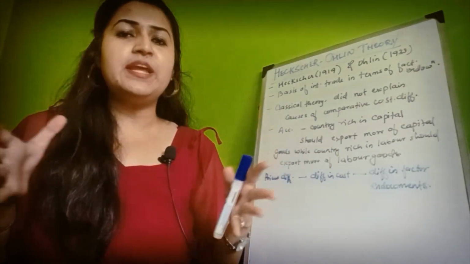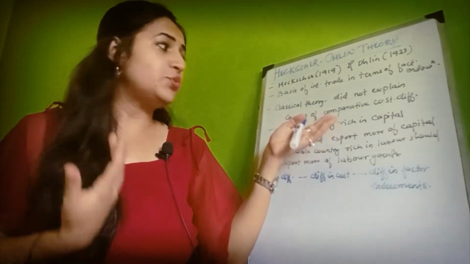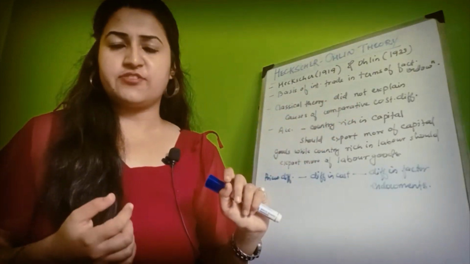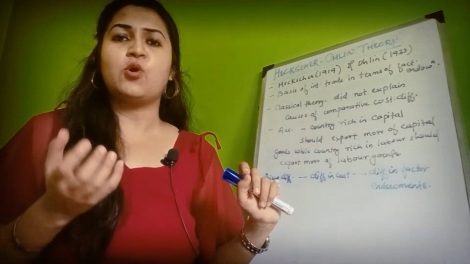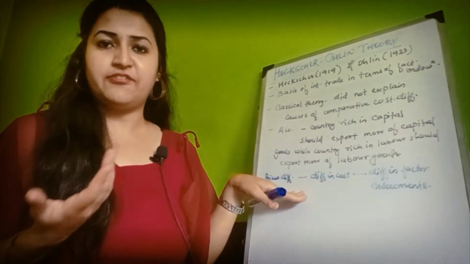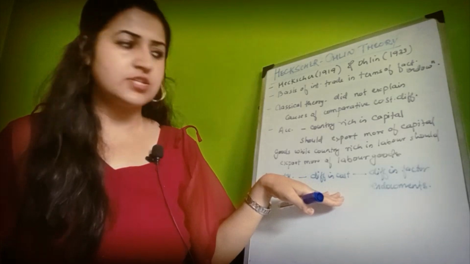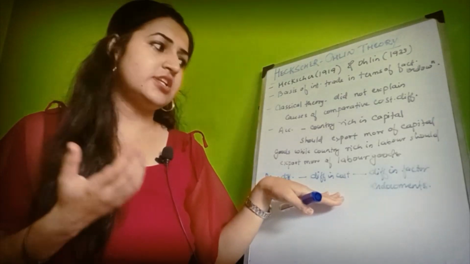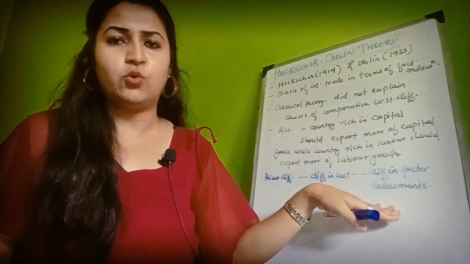Now, let us explain how we have tried to explain the causes of comparative cost differences. Trade arises because of difference in prices. Why are these prices different? Because of difference in cost of production. And why is this cost of production different? Because of difference in factor endowments.